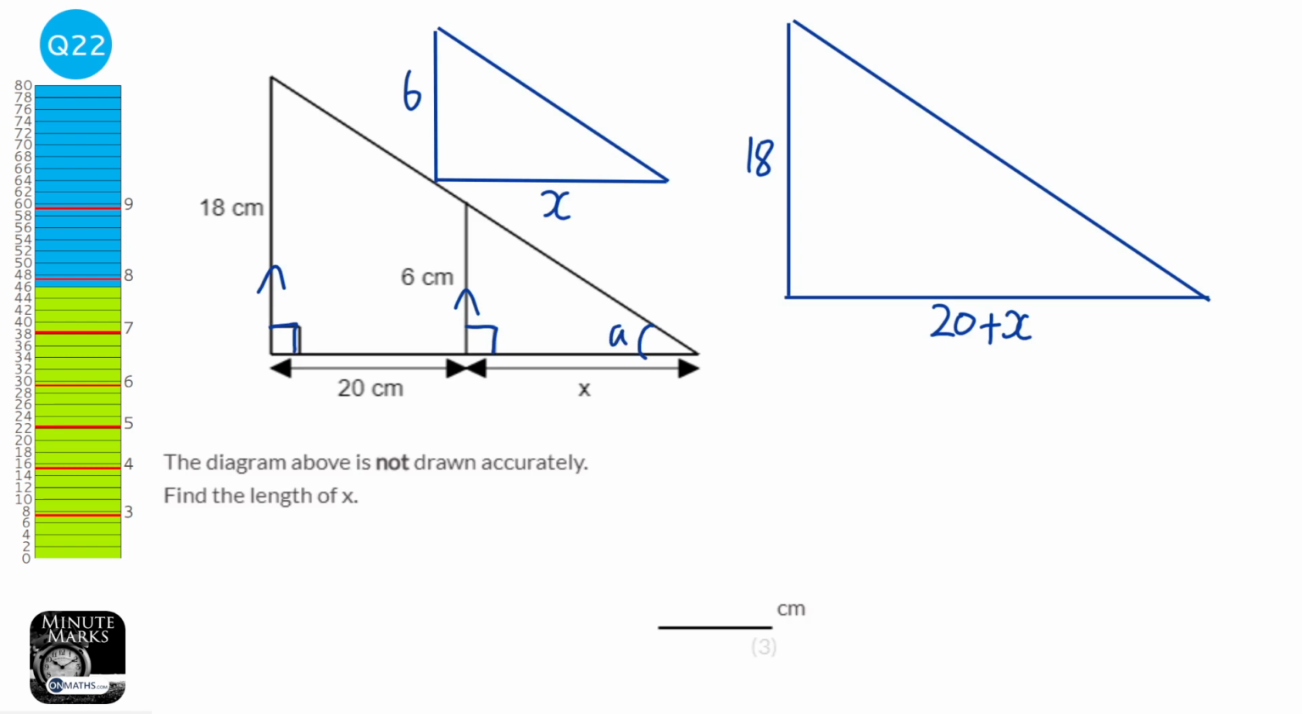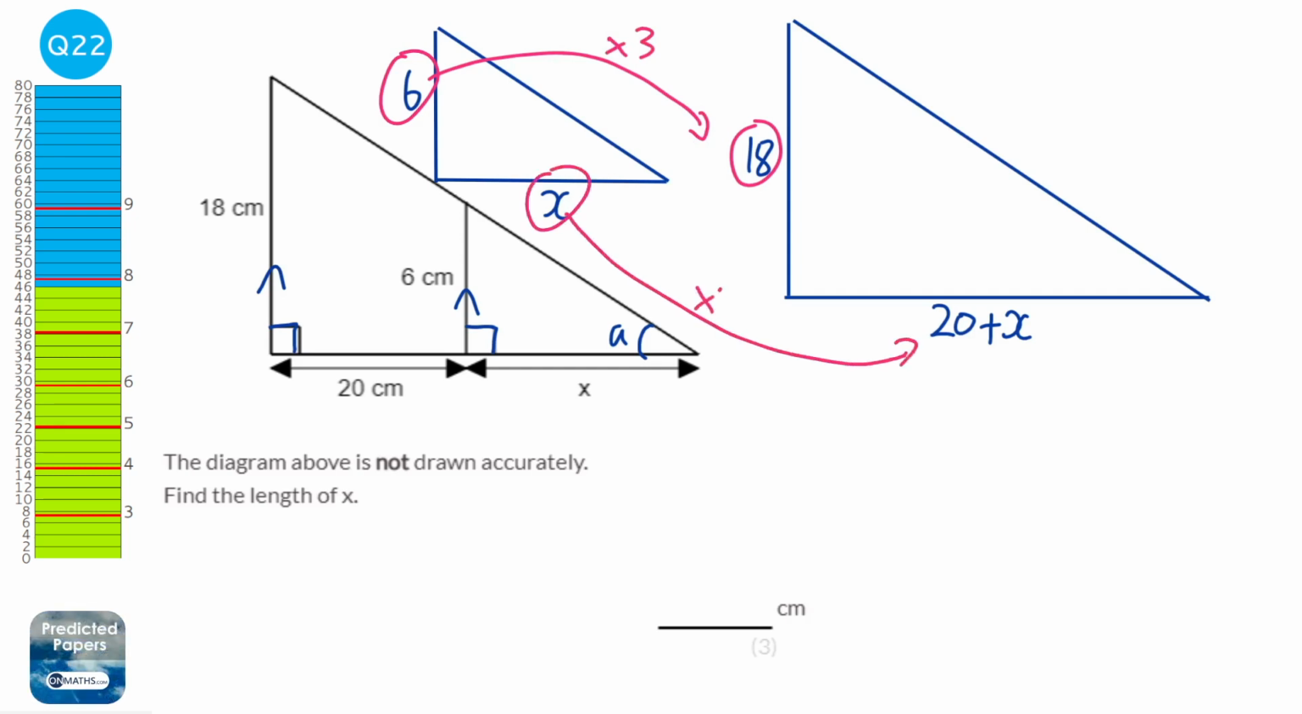So we need the scale factor first. Now if you look at the 6 and the 18, they are what we call corresponding sides. So we need to work out the scale factor by finding what I multiply the 6 by to get to the 18. Well, that's obviously going to be 3. So we now know that we can times the x by 3 to get to the 20 plus x. So we can write that down. 3x, I'm timesing the x by 3, and that will give me 20 plus x.